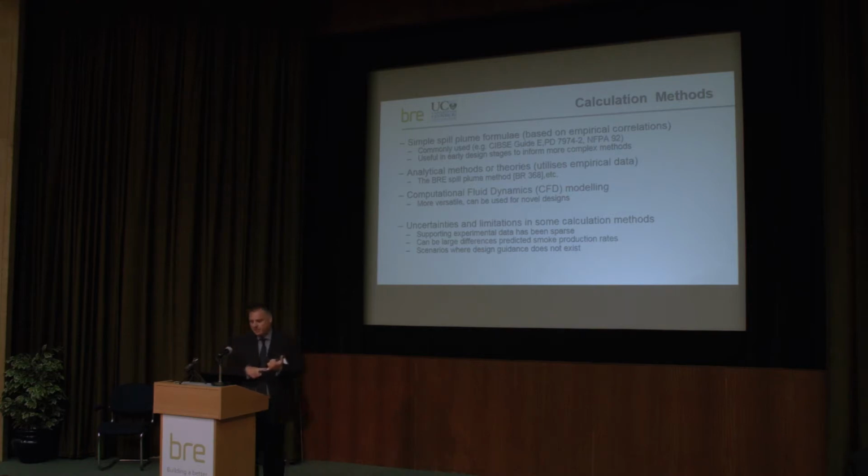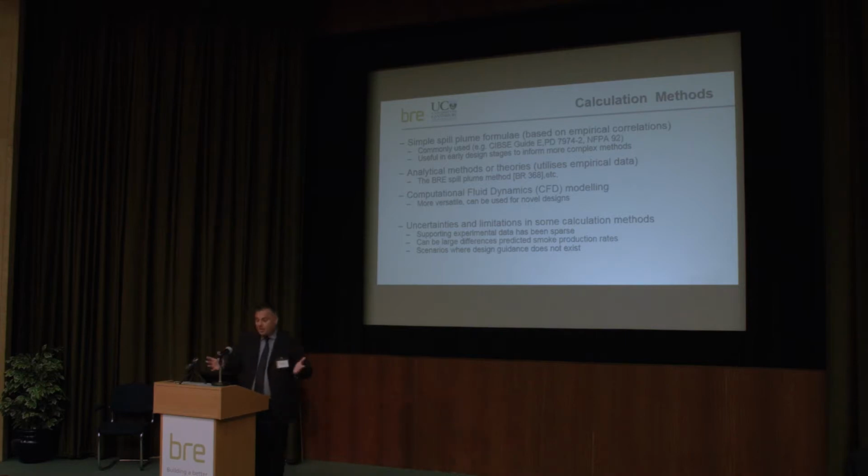So in terms of the drivers for this work, there are a number of uncertainties and limitations in some of these calculation methods. The supporting experimental data, certainly for the empirical correlations, was particularly sparse. In some cases, just a handful of data points was all that was there. And you could get large differences in the smoke production rates between different formulae that are out there, all predicting the same thing but giving very different results. Which one do you use?